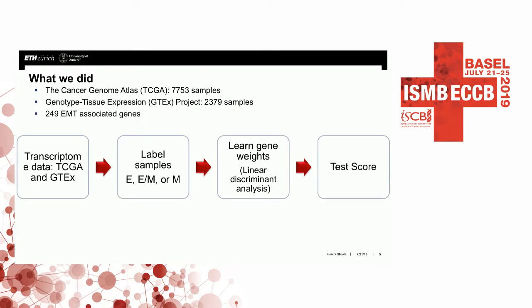Okay. So basically what we did. We looked at TCGA data and GTEx data. We combined the transcriptomic data, and we labeled the samples as either epithelial, EM, or hybrid, or mesenchymal. The EM samples were left out of our training data. It was mostly a designation to separate samples that we would use in later analysis. We learned gene weights using linear discriminant analysis, and then we tested the score on some external data sets.